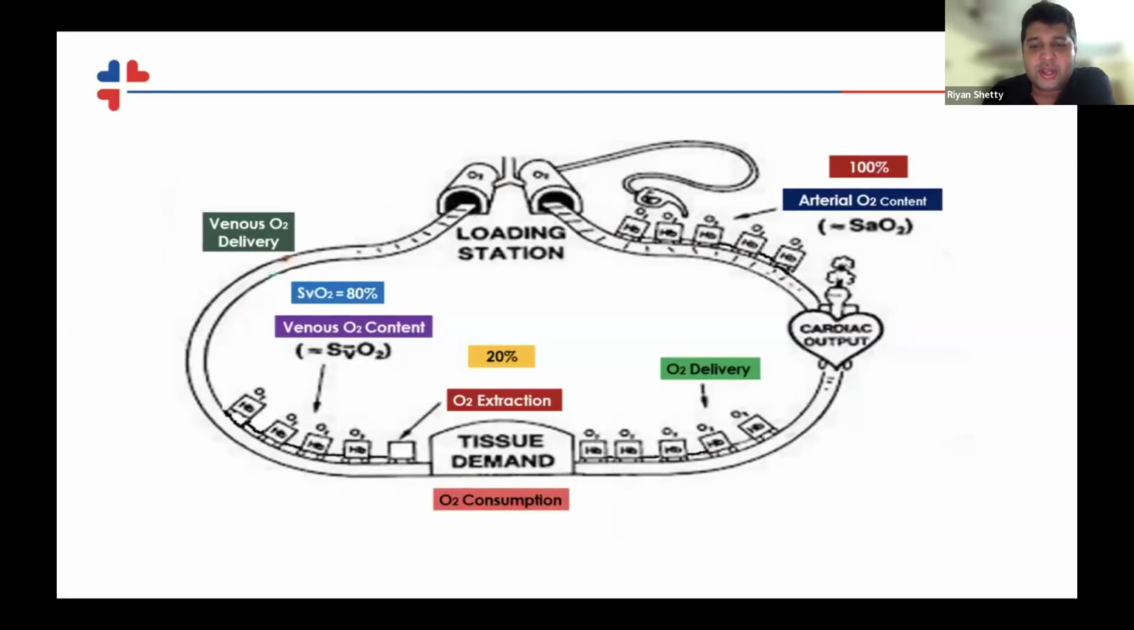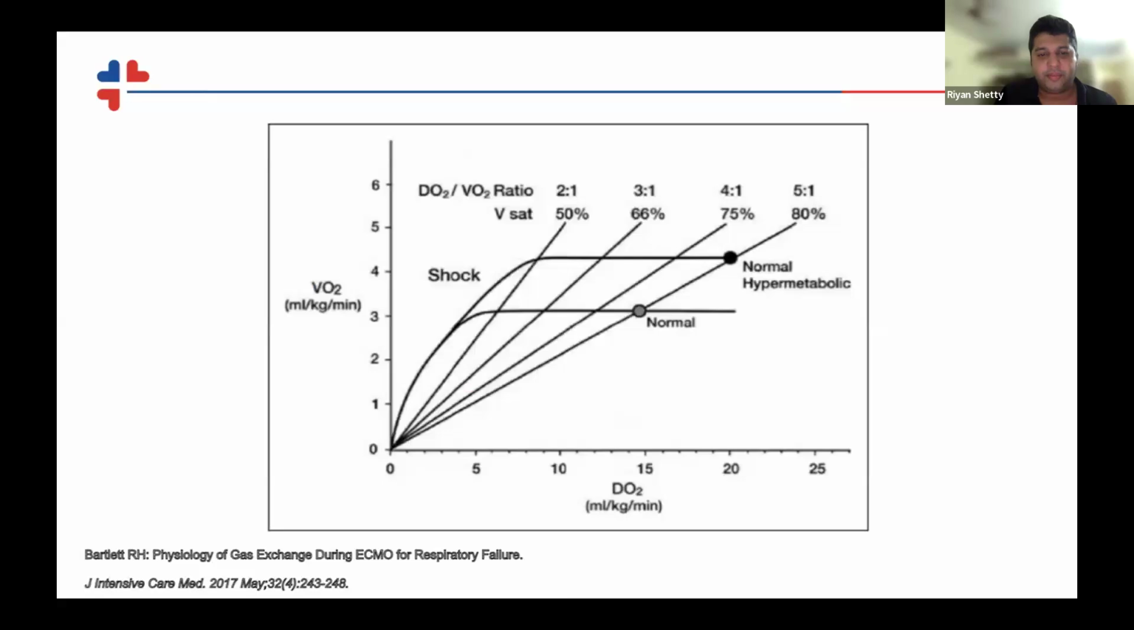We all know this. So the blood pumps in a cardiac output rich with hemoglobin. It comes with an arterial oxygen content of 100. Tissue demand and oxygen consumption extracts 20%, and our venous oxygen content, which goes back into the lungs, is 80%. This is normal physiology. The DO2, VO2 here is 5:1.